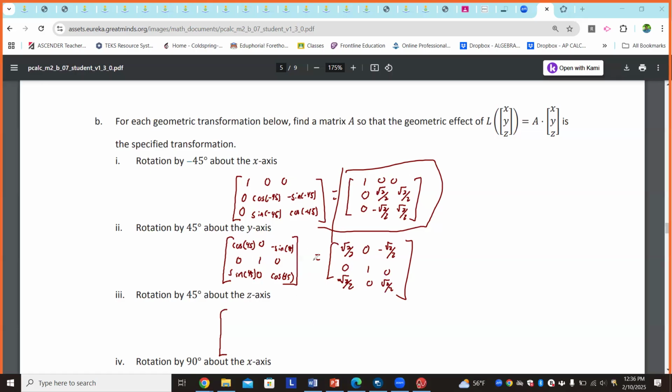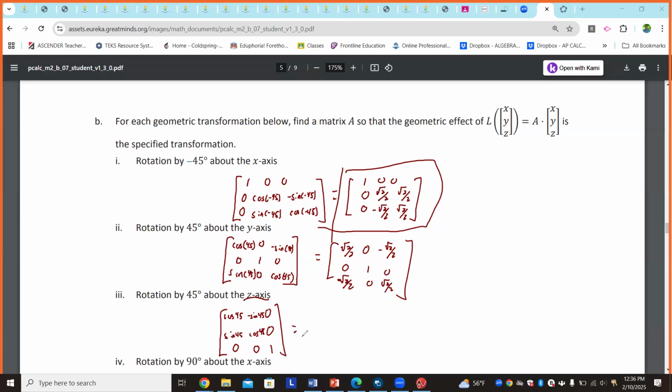All right. So once you know it's a rotation around a specific axis, I like to start with that one first. So again, the z-axis deals with my last row. So that would be 0, 0, 1. And then if it deals with my last row, it also deals with my last column. So it's going to be 0, 0, 1. And then going in the rotation, this is going to be cosine of 45 degrees, negative sine of 45 degrees, sine of 45, and cosine of 45.